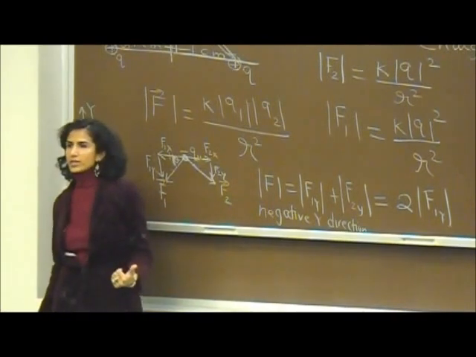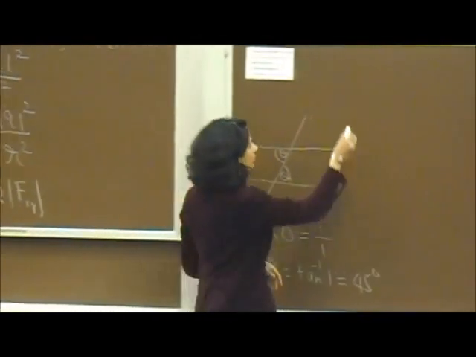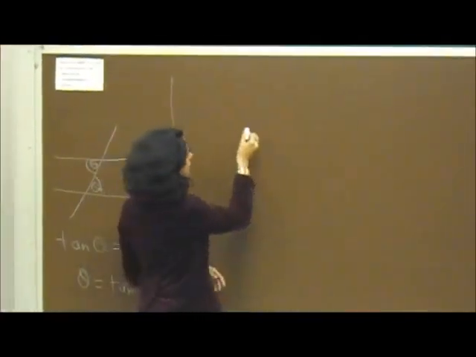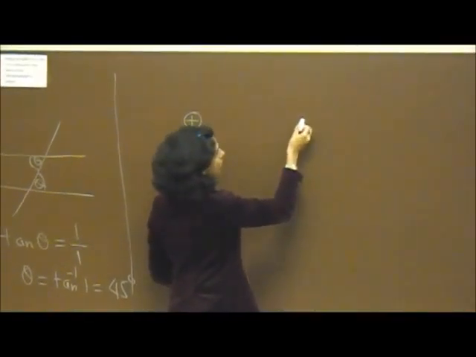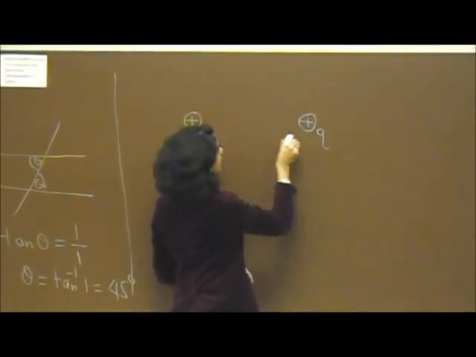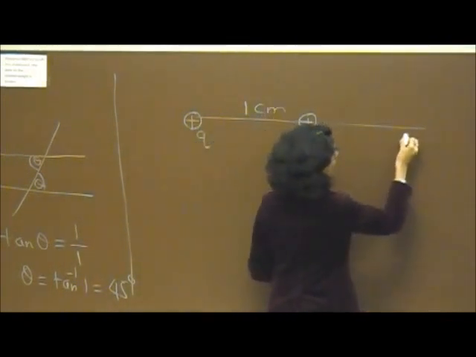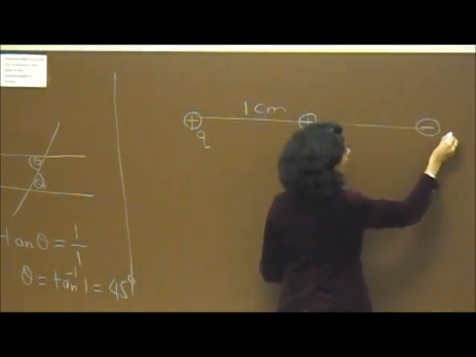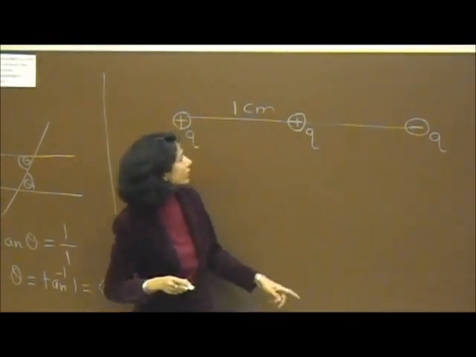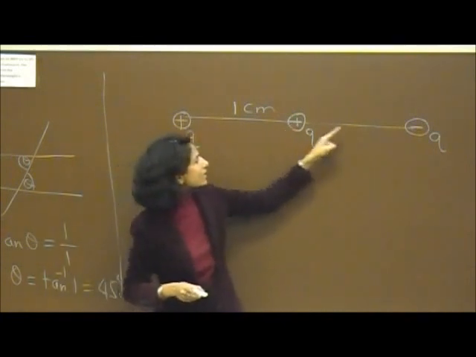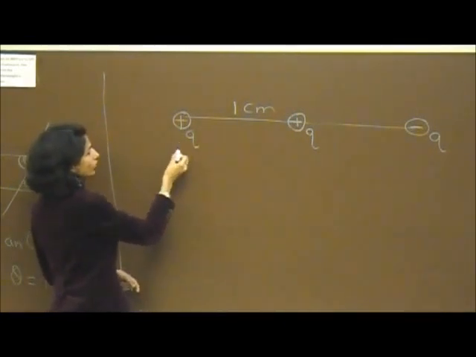Any questions about this? Okay, let's try to do one other quick question with you before we move on. So how about this situation? Suppose you have a charge plus Q here. You have another charge which is also plus Q here, at, say, a one centimeter distance, and you have another charge which is minus Q. They are all in the same straight line. The magnitude of all these charges is the same, but you can see two of them are positive, one of them is negative. The question is, what is the direction of net force on this?